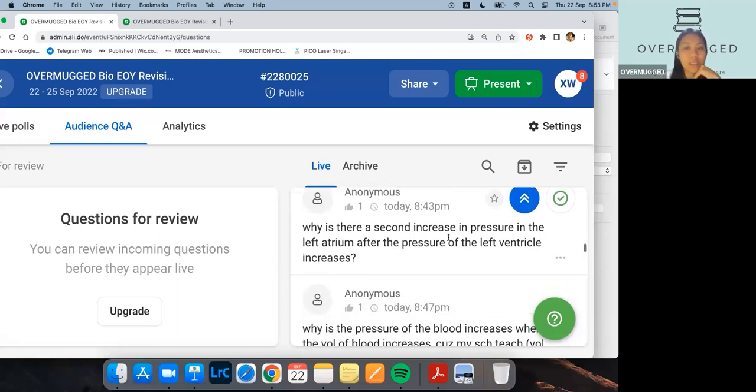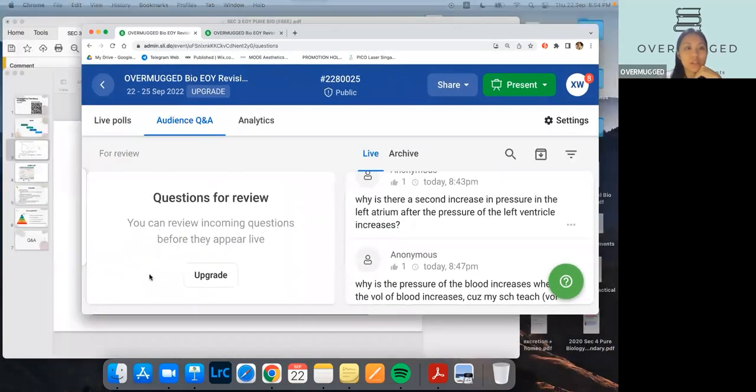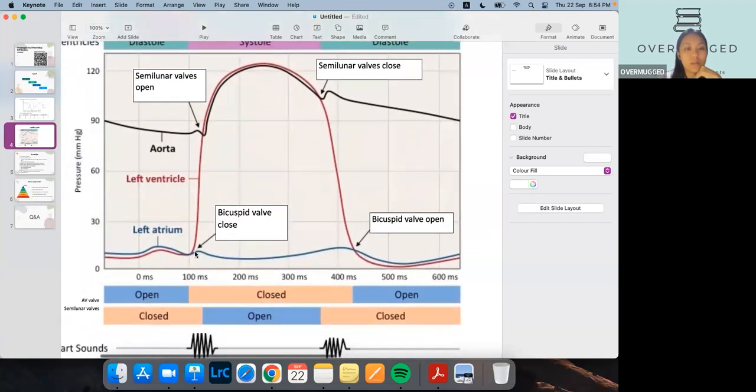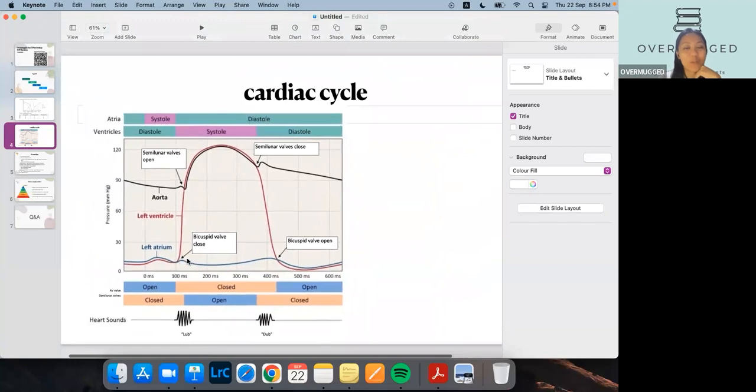Why is there a second increase in pressure in the left atrium after the pressure increase? Are you talking about this part? Small part? There are a lot of small increases here and there, but I don't know why it increases, this slight increase. If we use the two rules, volume of blood... Potentially the pulmonary vein is transporting blood back to the left atrium. And it's definitely not contraction, it's relaxing. So I think the only possible explanation is that there is blood being transported back into the left atrium. That's why a small increase. But that's me using the rule that determines the blood pressure.